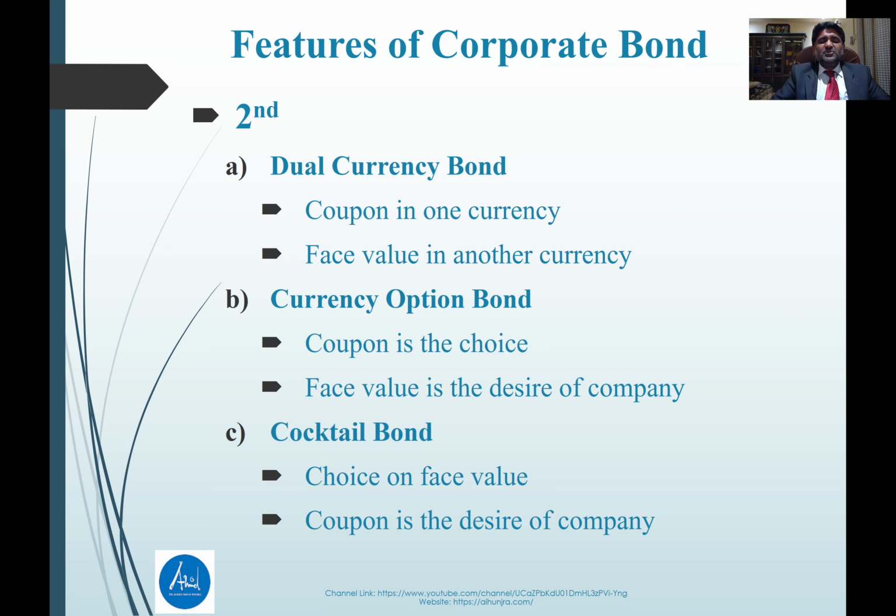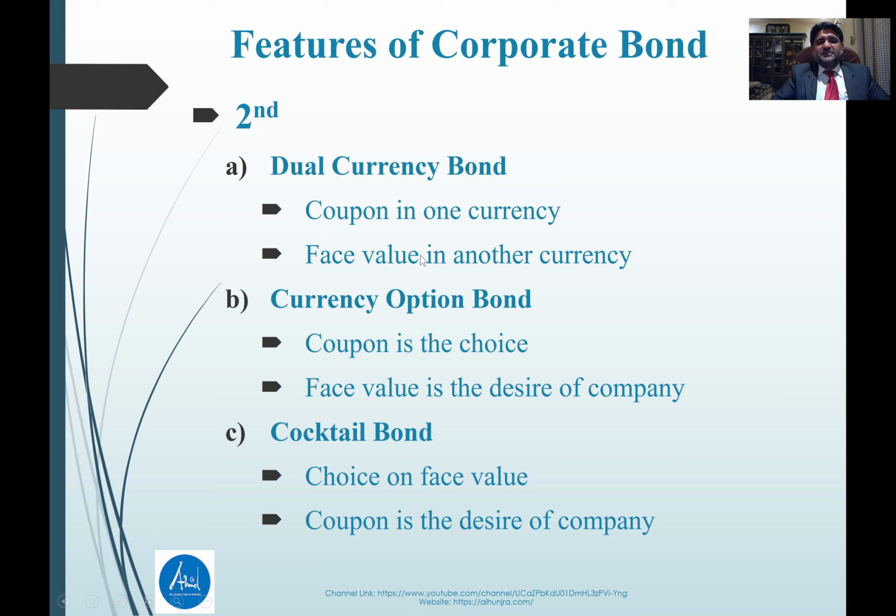One is face value. Second one is coupon amount or coupon rate. Dual currency means coupon in one currency, and what's left, that is face value, in another currency. So that is called a dual currency bond.